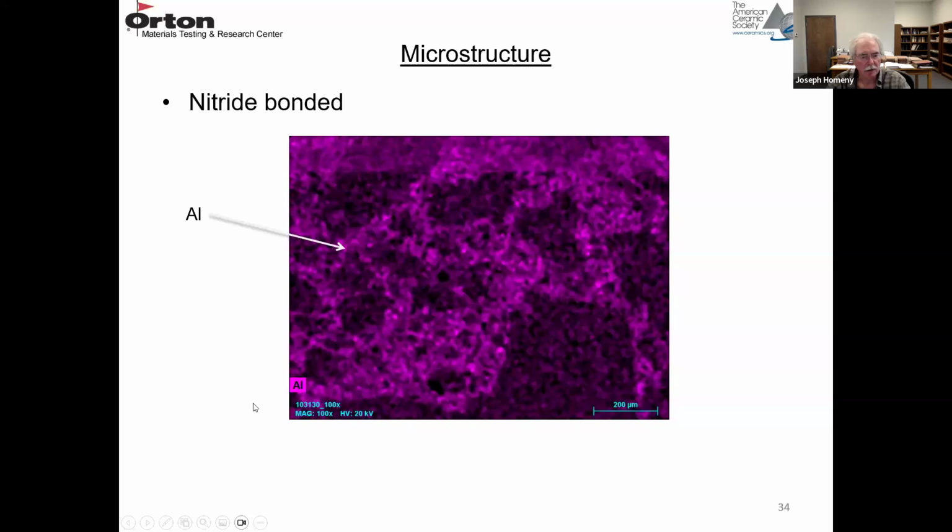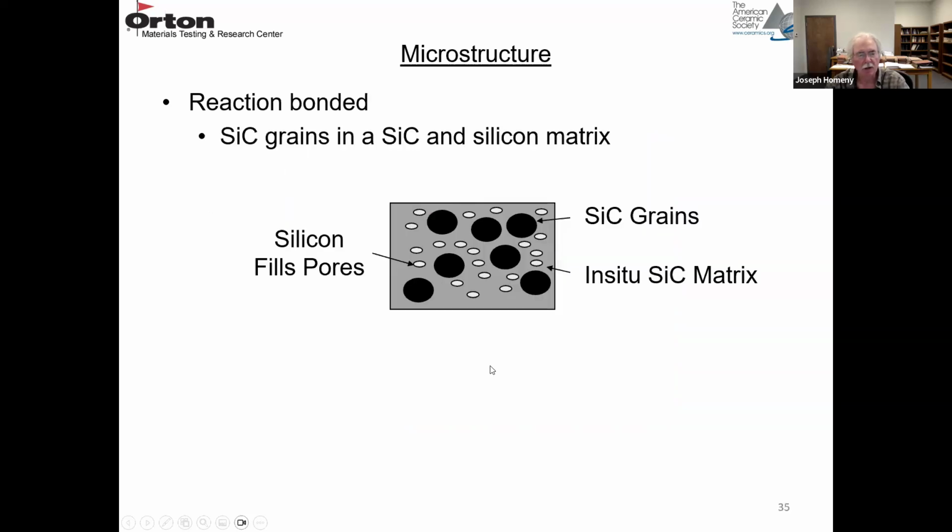The aluminum impurity in this pink purple type color is also concentrated in the matrix. It shows up very bright here, but it's a small impurity concentration. But it tends to be isolated in the matrix also.